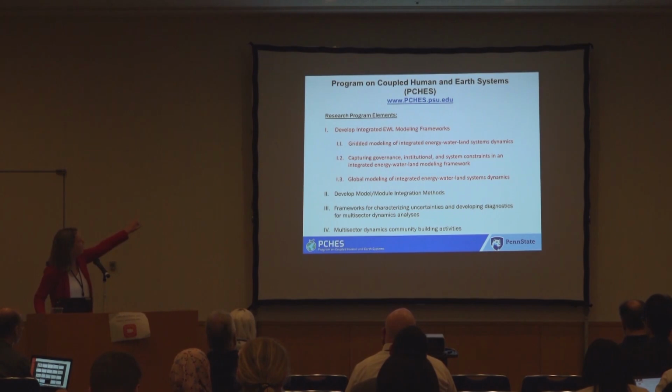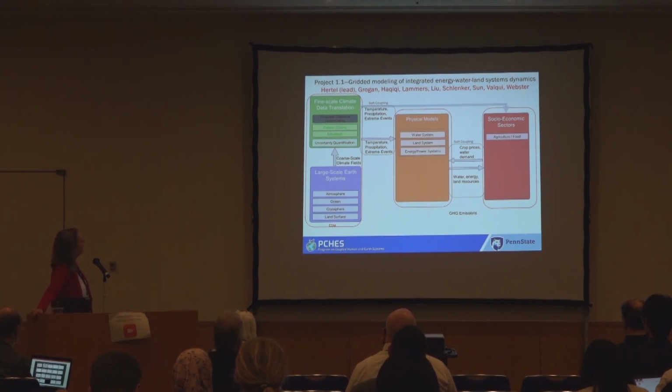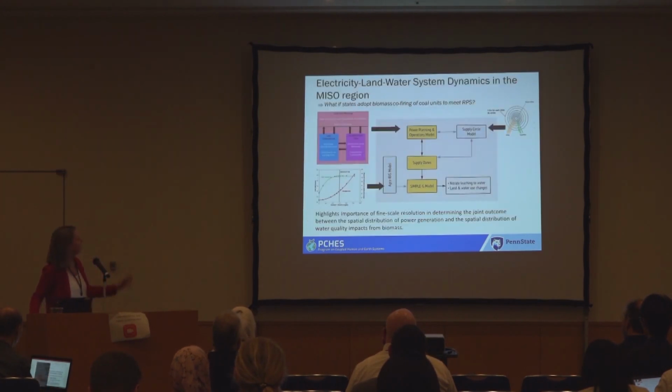Okay, so just a little bit about each one of these three. Based on that, this first one is looking at problems at the grid cell level. And it's led by Tom Hurdle with a team of people. And they're looking at issues at very fine scale. And if you're looking at fine scale issues, then you're going to have to trade off the detail on the socioeconomic side, and maybe you're not hard coupling, maybe you're having to pass things through soft coupling. This is just an example of one research question they're looking at. What if states adopt biomass co-firing of coal units to meet renewable portfolio standards?